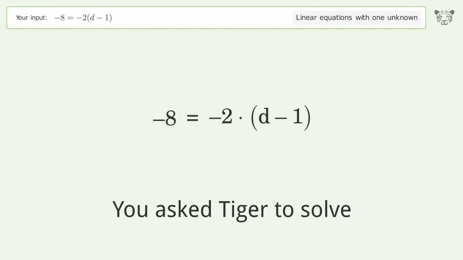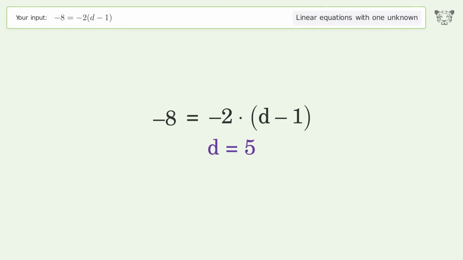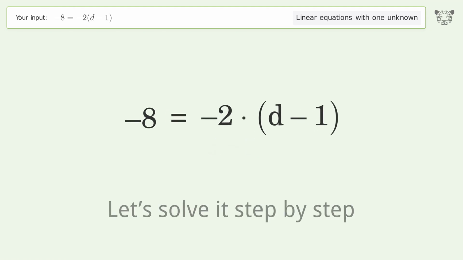You ask Tiger to solve this. This deals with linear equations with one unknown. The final result is d equals 5. Let's solve it step by step.